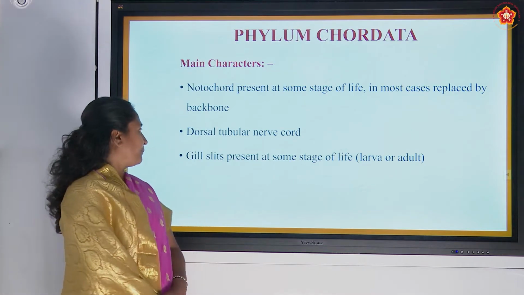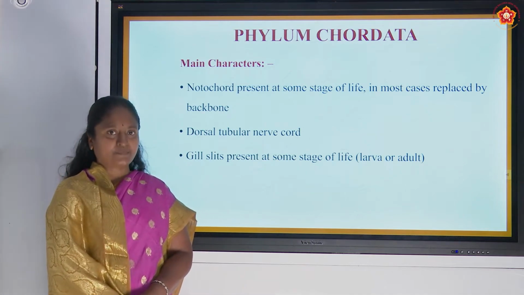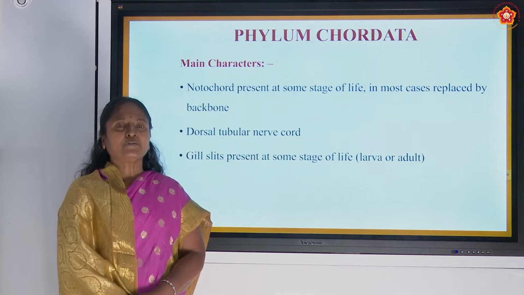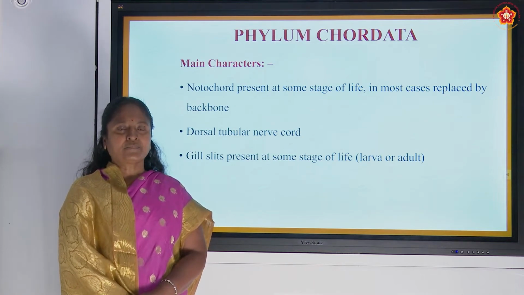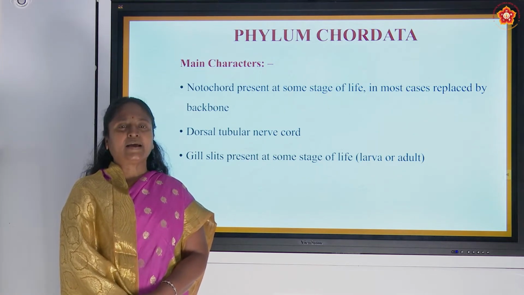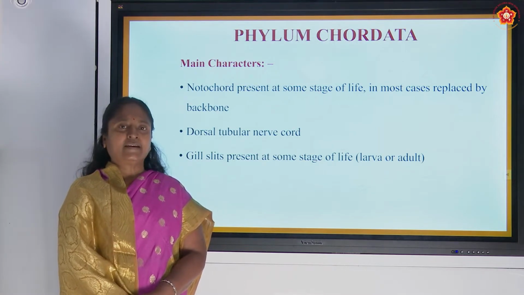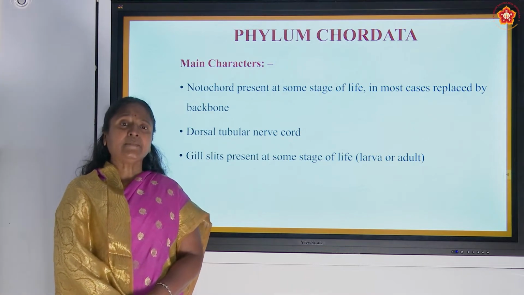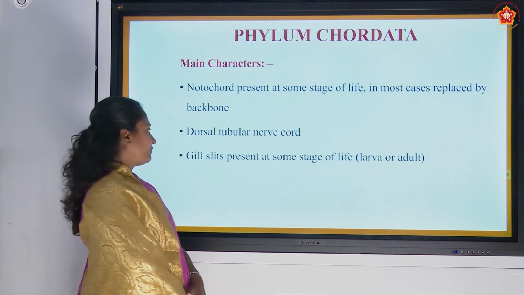Then the gill slit: in a few organisms it is present and persists throughout life, but a few organisms will have the gill slit only during a certain part of their lifetime, and it will vanish or be replaced by another kind of breathing organ or respiratory organ in higher organisms. So these are the three main characteristic features we will see in all the chordates.